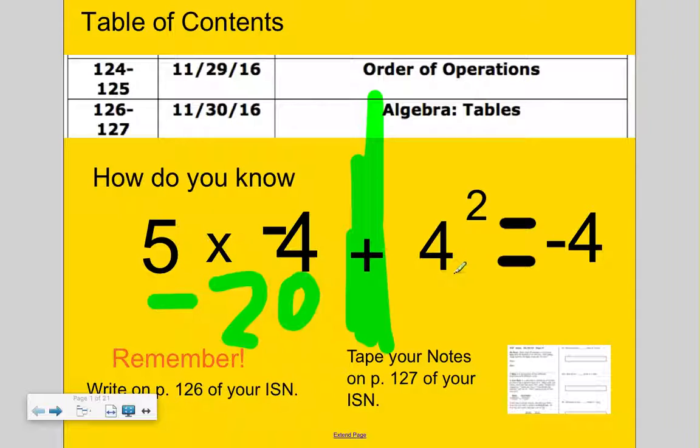What is 4 squared? Well, the factor is 4, that's the base. You multiply it by itself twice. It repeats twice. So 4 times 4 is 16. So negative 20 put together with 16, I have more negatives by 4. So the answer is negative 4. That is correct.